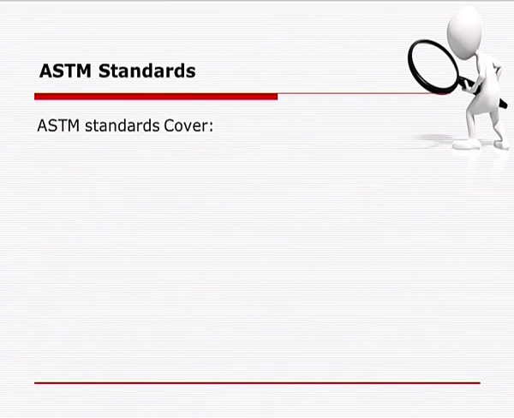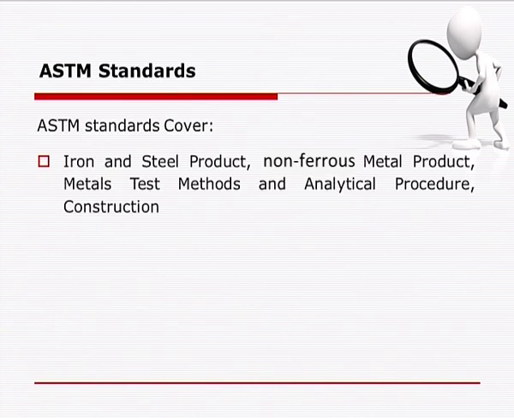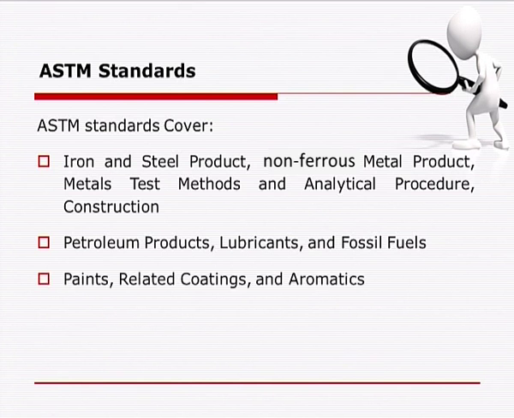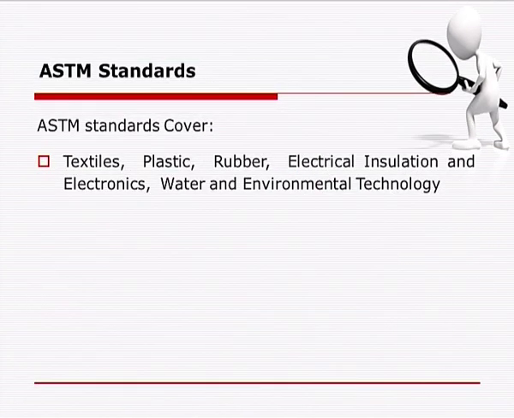The ASTM standards cover iron and steel products, non-ferrous metal products, metal test methods, analytical procedures, and constructions. They also cover petroleum products, lubricants and fossil fuels. They cover paints, related coatings and aromatics. They also cover the textile area, plastic, rubber, electrical insulation and electronics. They also cover water and environmental technology.